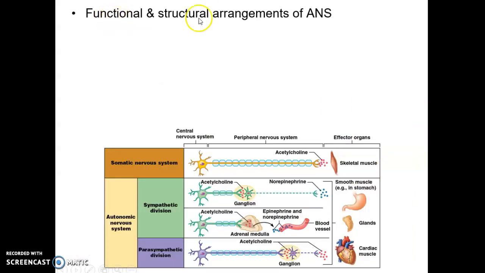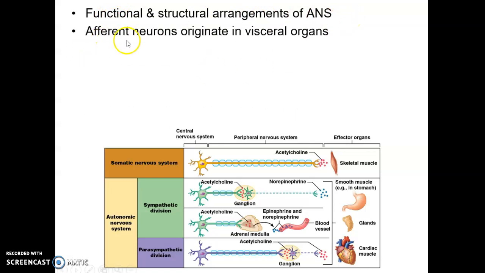So let's look at the functional and structural arrangements of the ANS. So afferent neurons originate in the visceral organs. So that means afferent, right? So this is sensory input into the central nervous system. Again, A for adding stimuli into the central nervous system.